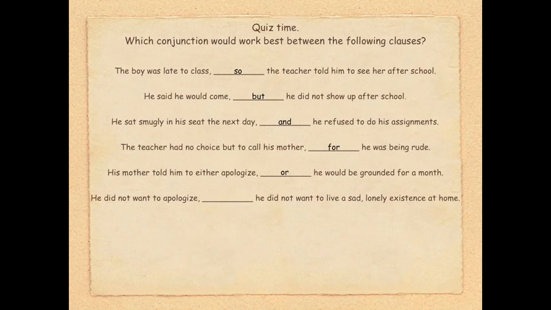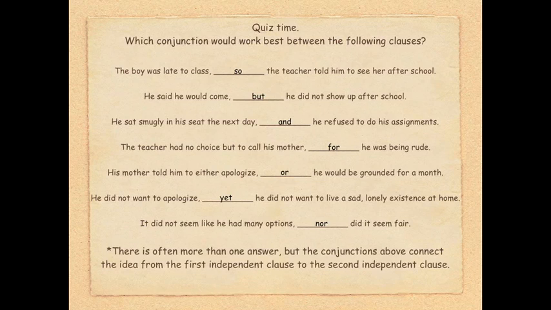He did not want to apologize. He did not want to live a sad, lonely existence at home. Here we should use yet, but we could also use but. It did not seem like he had many options. Did it seem fair? That last independent clause got a little mixed up. We'll talk about that in a moment. But here we should use nor.